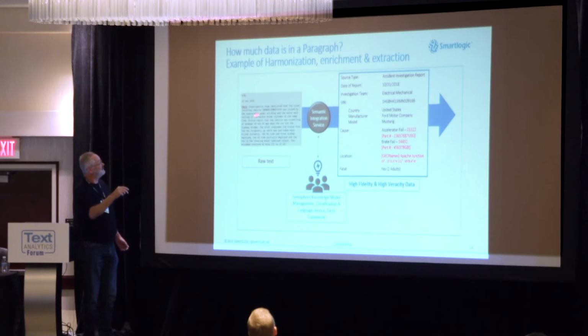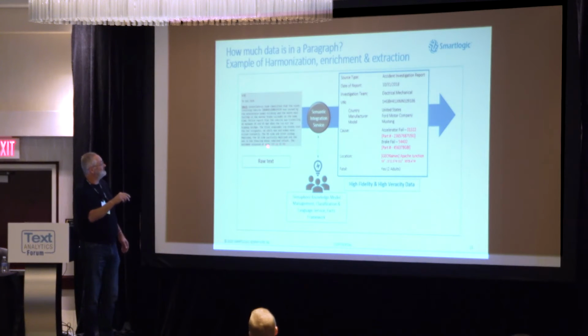We've got the cause somewhere in here. It wasn't actually the fact that it talked about the accelerator pedal stuck; we've harmonized that to accelerator fail. We've gone off and found the fail code, which might have come out of the computer or the Internet of Things data that was in the log. Equally, we've also found the part number, because we know it's this vehicle. We've done the brake fail, and the same thing with that.